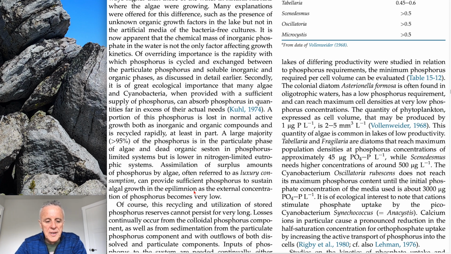A large majority, greater than 95% of the phosphorus, is in the particulate phase of algae and dead organic detritus in phosphorus limited systems, but is lower in nitrogen limited eutrophic systems. Assimilation of surplus amounts of phosphorus by algae, often referred to as luxury consumption, can provide sufficient phosphorus to sustain algal growth in the epilimnion as the external concentration of phosphorus becomes very low.